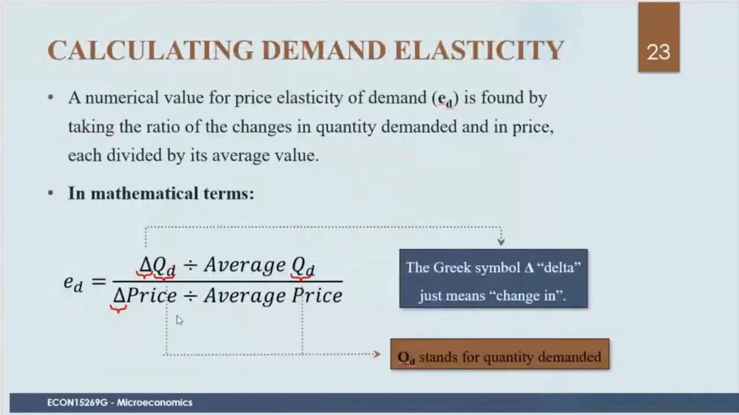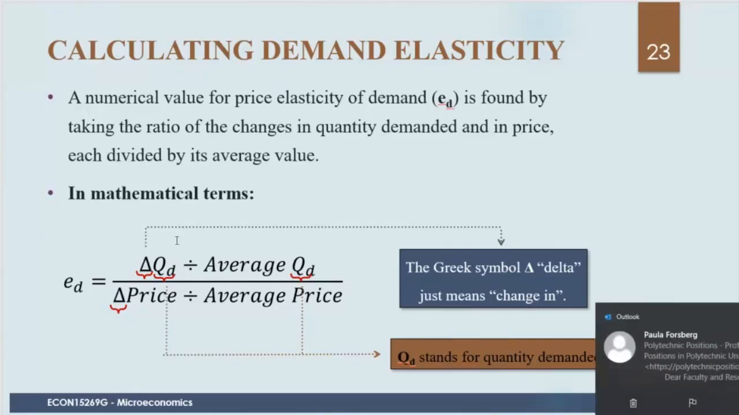Elasticity in general is just the percentage change in the quantity over the percentage change in the price. This is very simple, it's just a ratio. If you have a 10% change in the price and that causes the quantity demanded to change by, say, 20%, then you would say that demand is elastic.